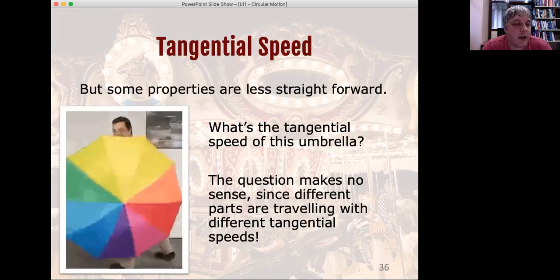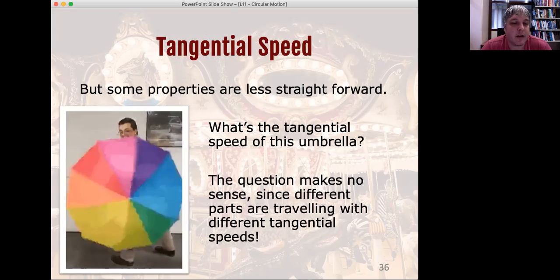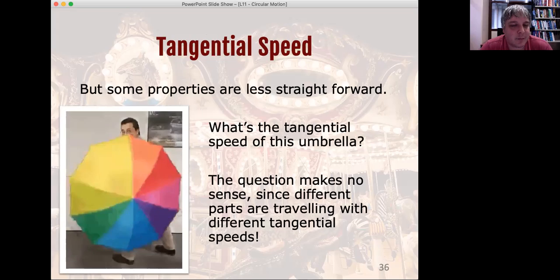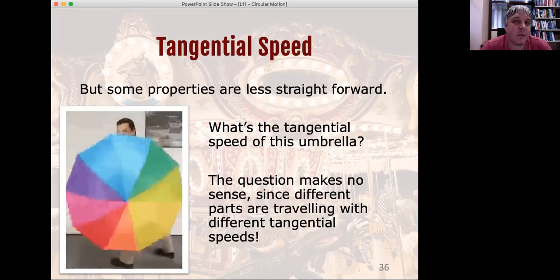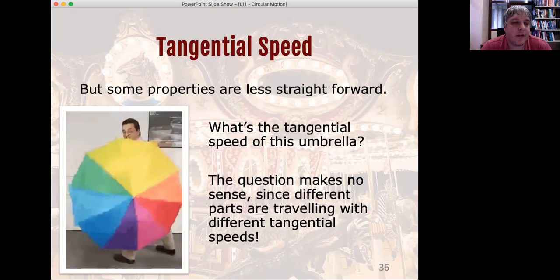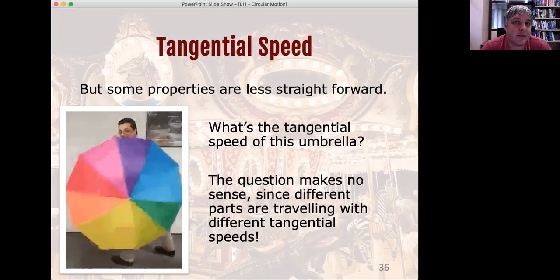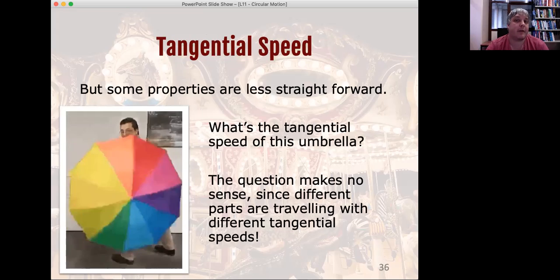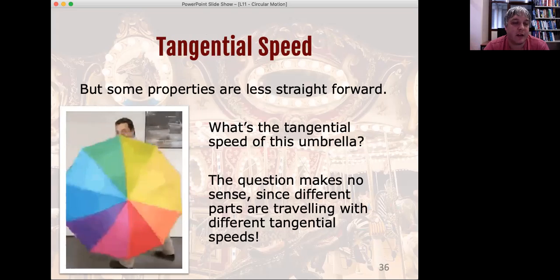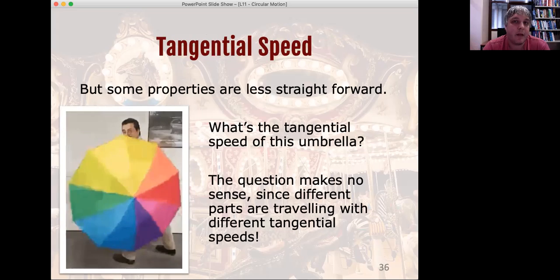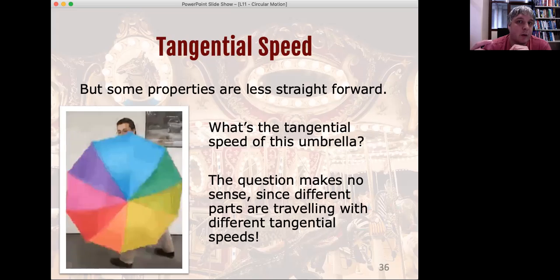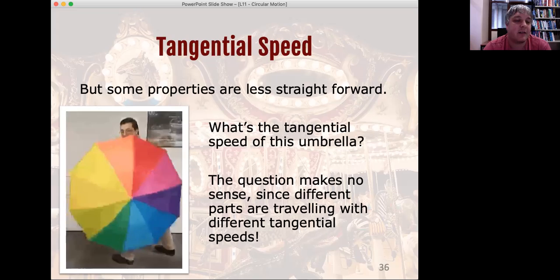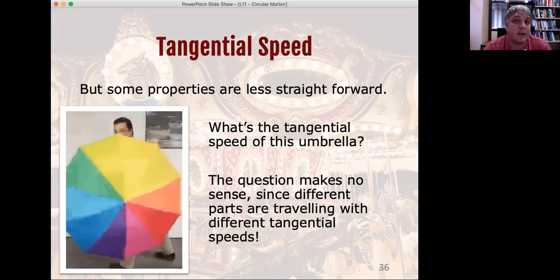For example, we've got an animated GIF of a man spinning a colorful umbrella. What is the tangential speed of this umbrella? The question doesn't make any sense because different parts are traveling with different tangential speeds. The points right on the edge of the umbrella are traveling a lot faster. They have a much bigger path to go around. Anywhere on that umbrella, you choose any point on that rainbow umbrella, and it has the same period because it does one full rotation in the same amount of time. But the distance from the very center of the umbrella will determine its tangential velocity.